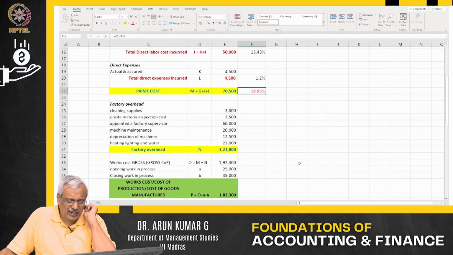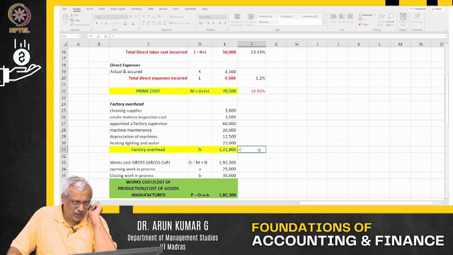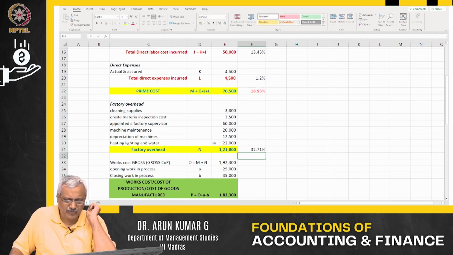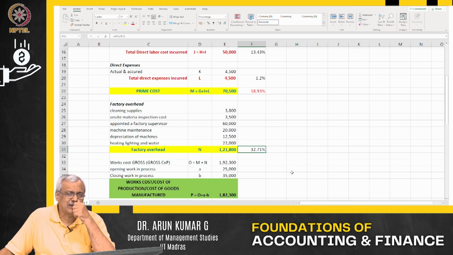Now can I do this for everything? Yes, I can do it. I can do it item wise. I can do it overall. Now let me see my factory overhead. My factory overhead is about 32.71%.